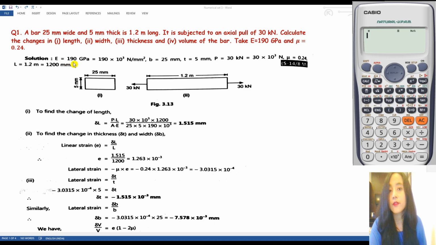So what are the things that are given in the question? Here it is given value of E, Young's modulus, 190 GPa. If you convert this 190 GPa to Newton per mm square, it will be equal to 190 into 10 raised to power 3. Width B is given 25 mm, thickness T is given 5 mm, and the force P is given 30 kilonewton. If you convert this kilonewton to Newton, it will be 30 into 10 raised to power 3 Newton, and the value of mu is given, which is equal to 0.24.